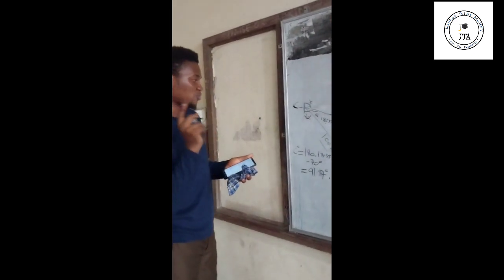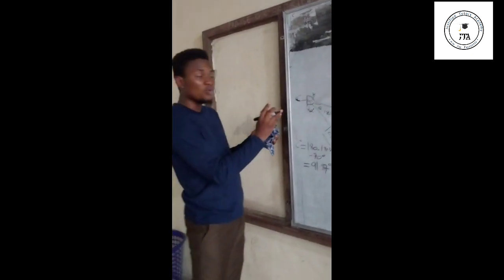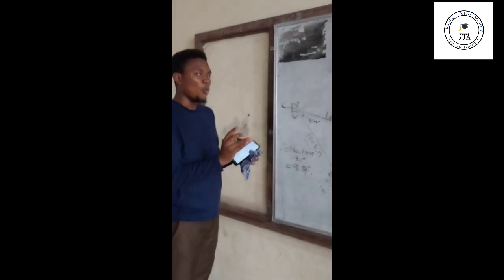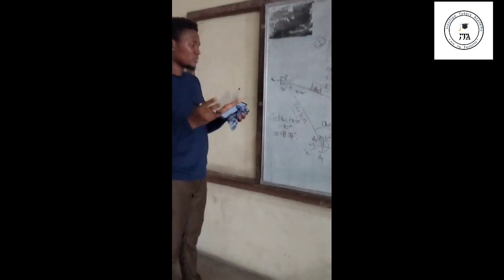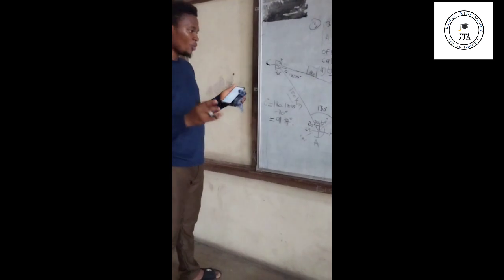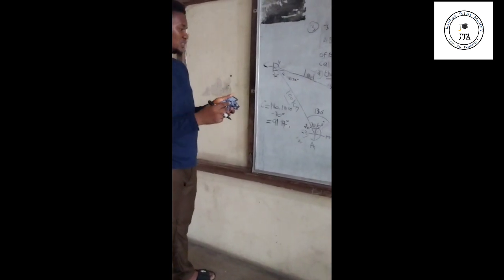So just know, anytime you have to find an angle, you have to look at it very, very well and know what you have to do, which method to follow. And that's the question. Alright guys, now let's talk about the next question.